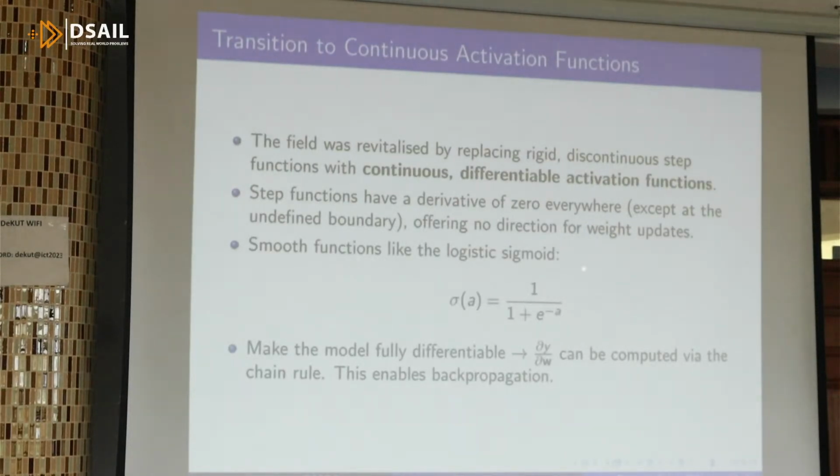But when you take a smooth function like a logistic sigmoid, sigma of A equals 1 over 1 plus e to the negative A, this is the sigmoid function, which squishes all values to between 0 and 1. And it's a curve, it's fully differentiable in its domain, okay? So it makes the model fully differentiable, which means you can take the partial derivative of y with respect to the weights, which can be computed via the chain rule. This enables backpropagation, which is an important algorithm that makes all the neural networks that we know learn.